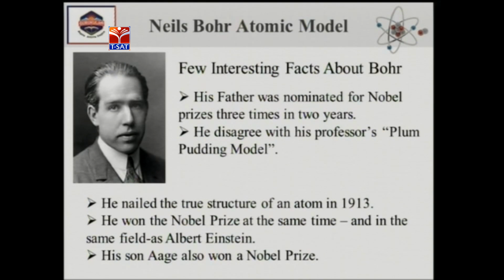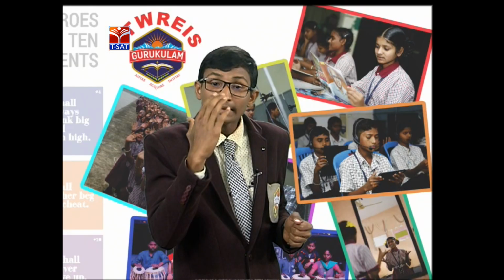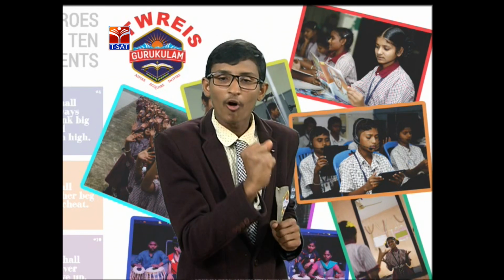Let us see. Before going to Bohr's atomic model, learn a few interesting facts about Bohr. Take a look at the slide. His father was nominated for the Nobel Prize 3 times in 2 years, and he disagreed with his professor's plum pudding model. Here the plum pudding model was done by Thomson, so Bohr's professor is Thomson. He nailed the true structure of an atom in 1913.